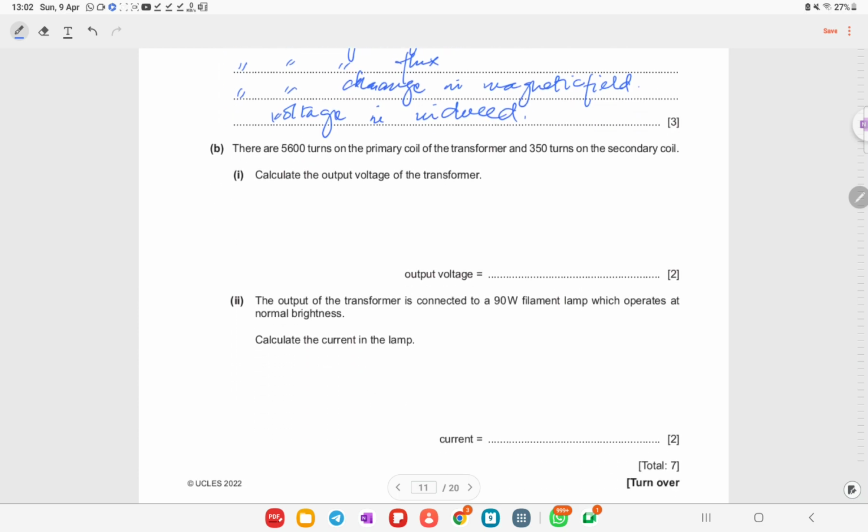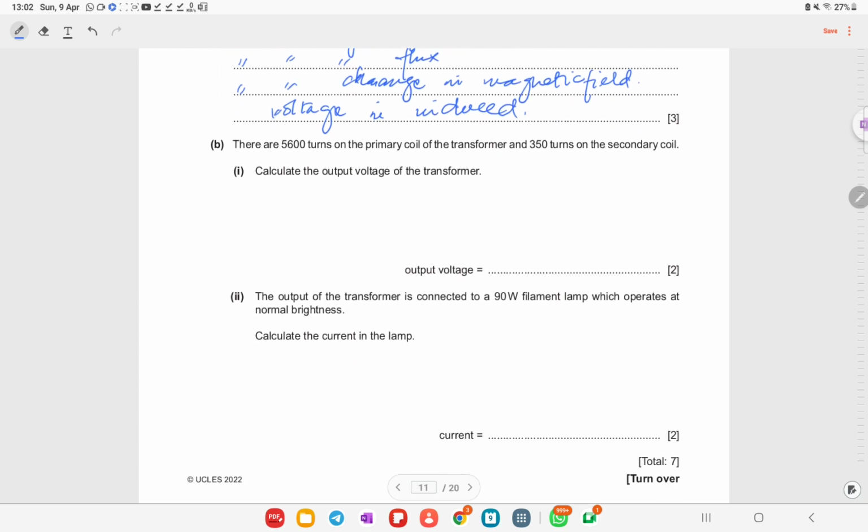Okay, now there are 5600 turns on the primary coil of a transformer and 350 turns on the secondary coil. Calculate the output voltage of the transformer.